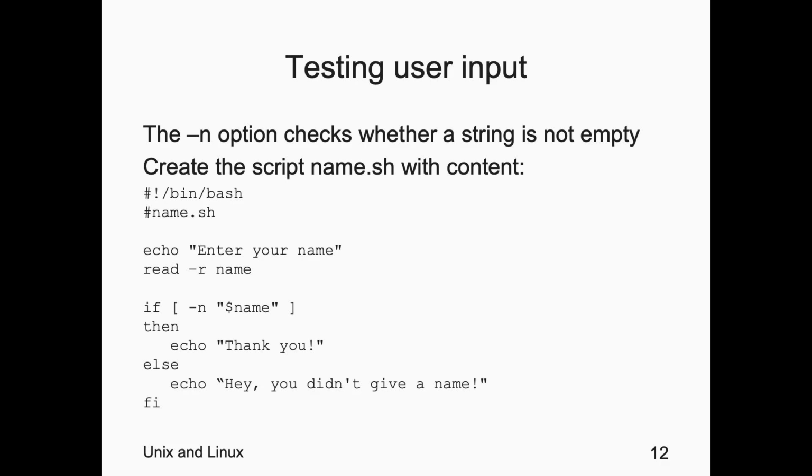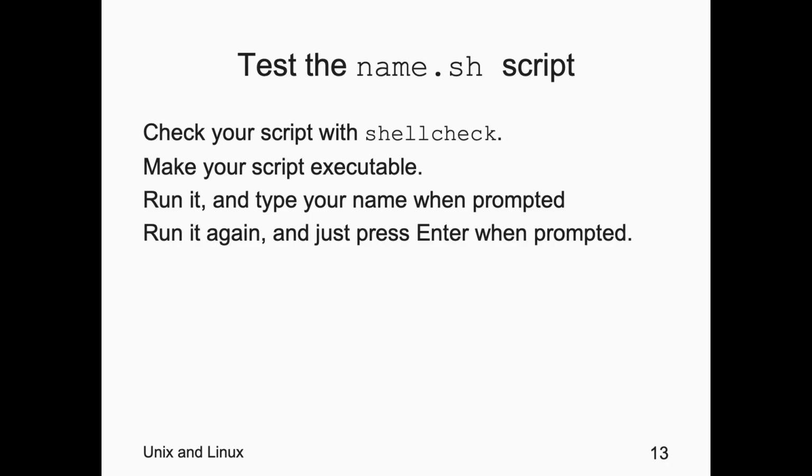Now take a second to pause the video and try this exercise on your own. This is simply a variation that will check if the input is empty. You can call it name.sh, as you can see right here, just comment it as the name of the file. Because you're using the -n to check if the string is empty, this is considered a basic form of validation. So I'd like you to test your name.sh script now and try running it twice, once when you type your name and once when you just hit enter. You'll see the conditional logic in action, and also don't forget to run shellcheck on it, just to make sure you don't have any errors.